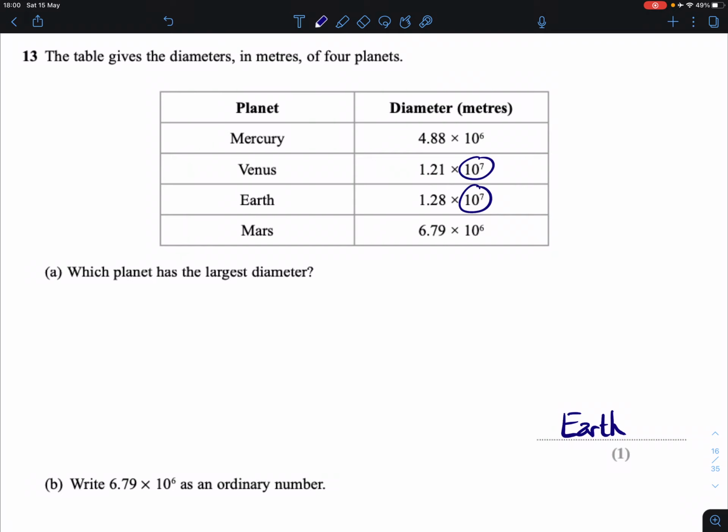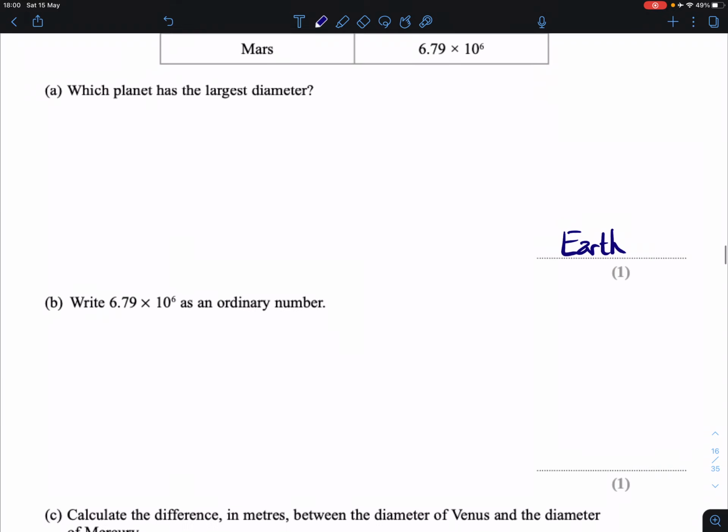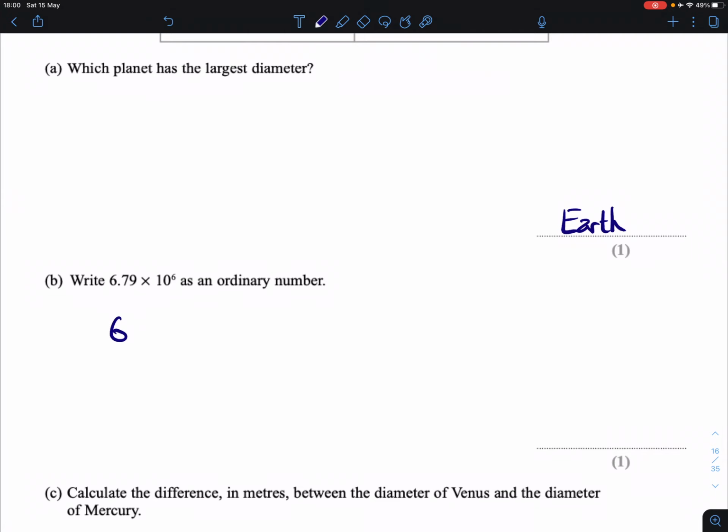Part B, write 6.79 times 10 to the power of 6 as an ordinary number. So we write our decimal, 6.79. And what we're going to do is actually multiply it by 10 to the power of 6, which makes the digits themselves move 6 places higher to the left. Or we can move the decimal place 6 places lower, which I'm going to do here. So that decimal point is going to move all the way down there.